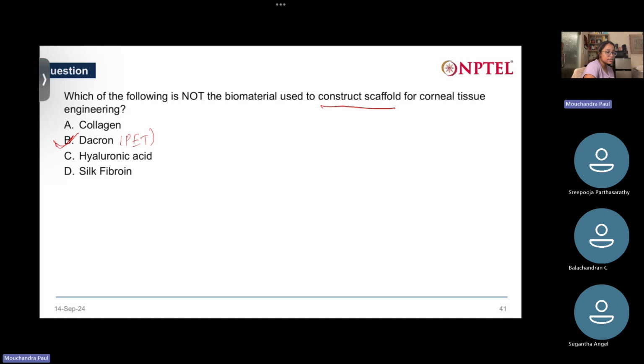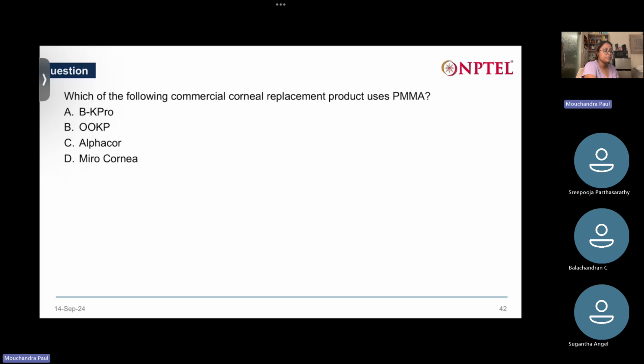Whereas collagen, hyaluronic acid, silk fibroin, these are all naturally derived polymers, and they are very transparent in nature. If you have ever worked with these polymers, you will know that you can cast very transparent hydrogels out of them. They can also absorb some water, so they can interact very well with the tear film and help in nutrient exchange. So collagen, hyaluronic acid, silk fibroin are some of the biomaterials used for corneal tissue engineering, whereas dacron is not one of them, right?